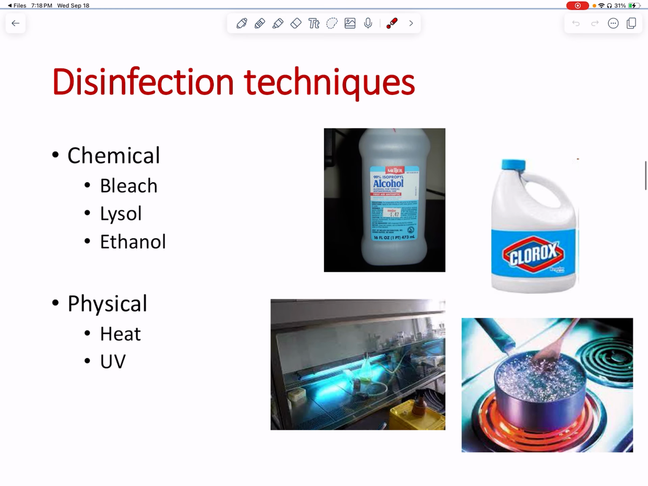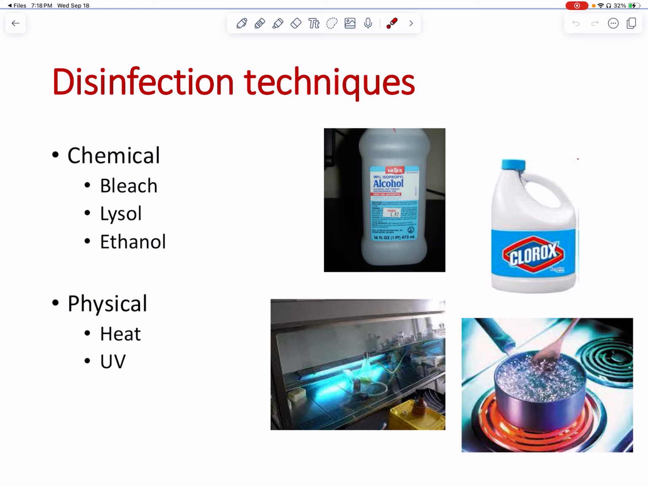So for starters, let's talk about some common disinfection techniques. And what we'll notice today is that there actually are going to be some overlaps between disinfection and sterilization, but the difference really comes down to the concentration of the product or the length of time that an object is exposed to such a technique.